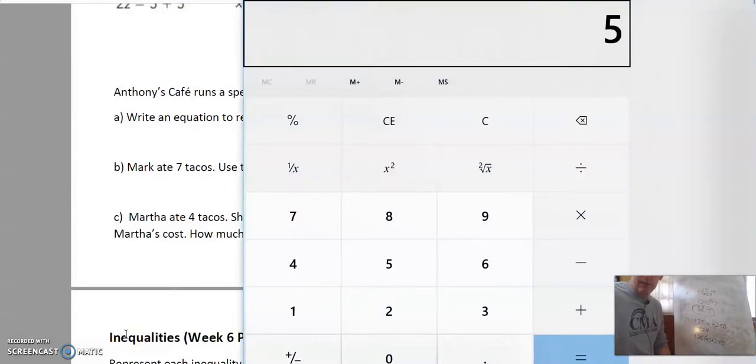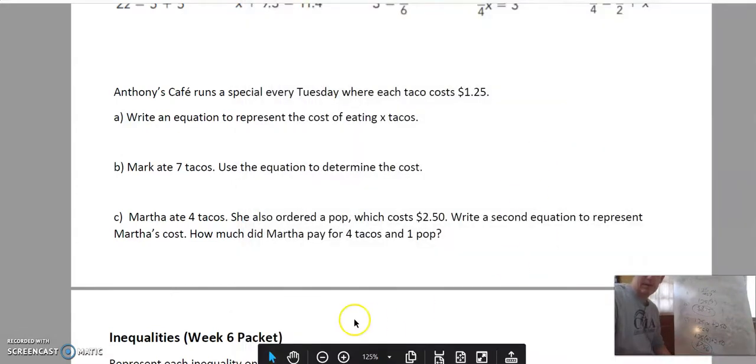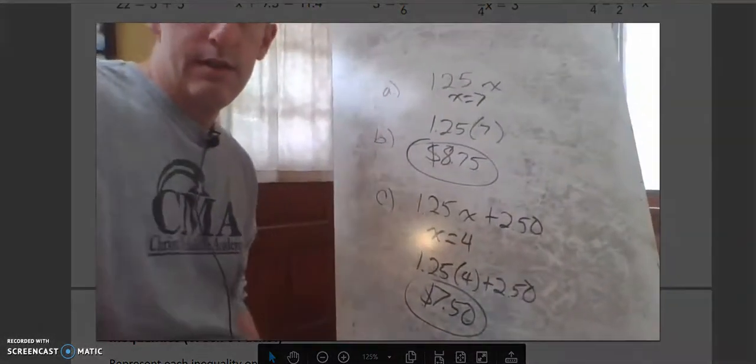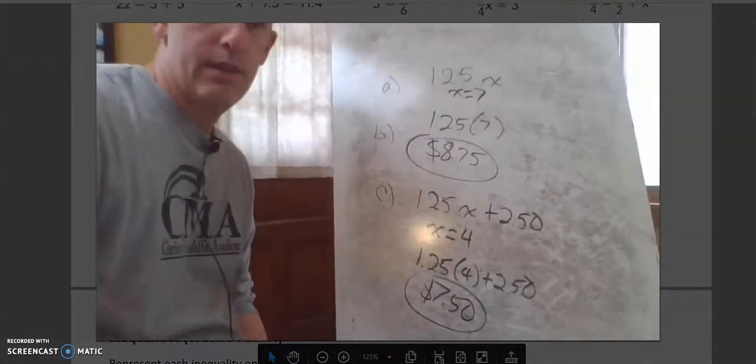$1.25 times 4 plus $2.50. She would owe them $7.50. Okay, that would be the final cost. All right, there you go.